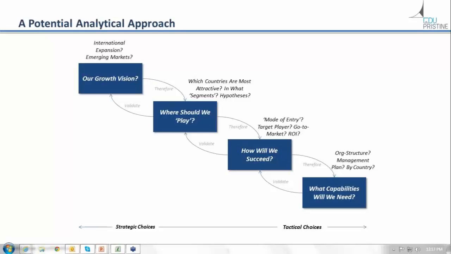So mode of entry, target player: do you need a local distributor? Do you actually go down there and set up your own shop? Do you hire your own people? Do you do a joint venture, and so on and so forth? So that's the how part.